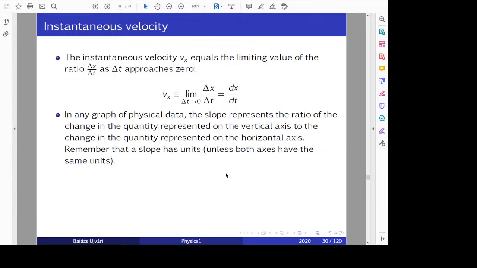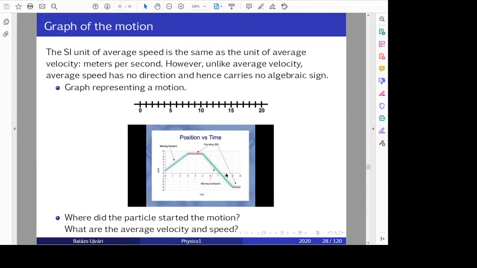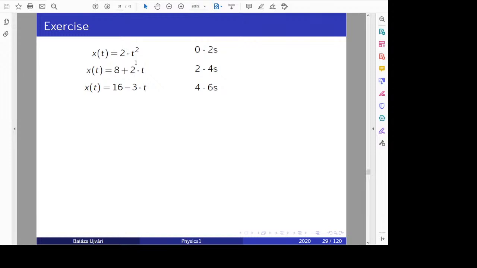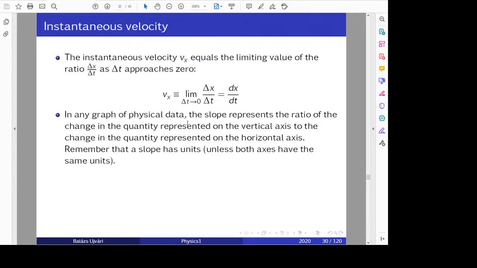In the graph, this derivation means the slope of the line. In the case of a line, the derivation and the slope are the same thing. In the case of, let's say, 2 times t squared, it's different. But in the case of lines, when the speed is a constant, if you derive the x(t) function, you will get technically the speed.